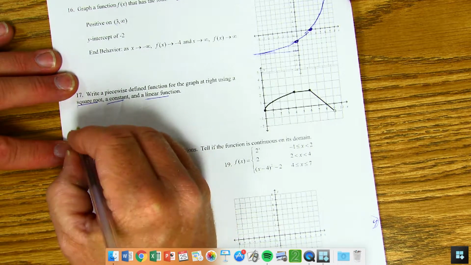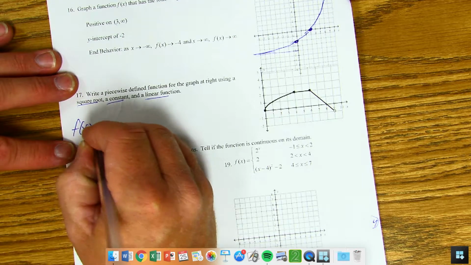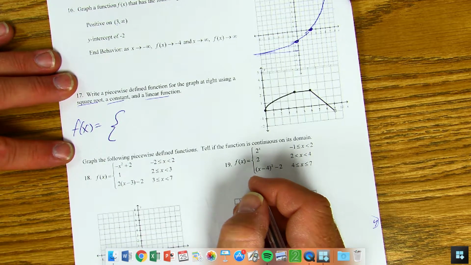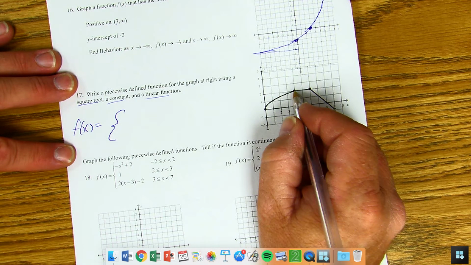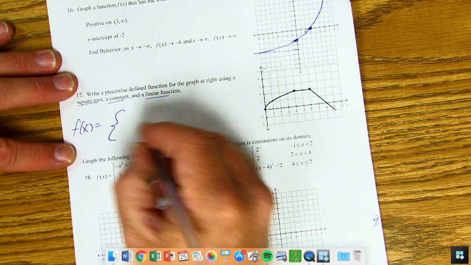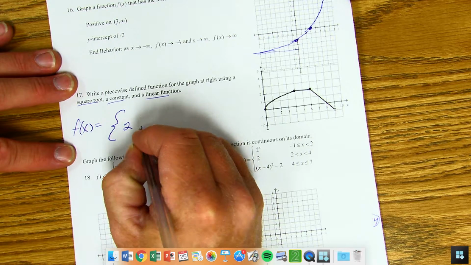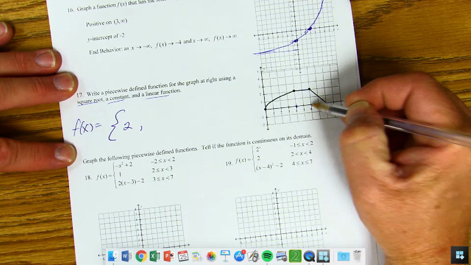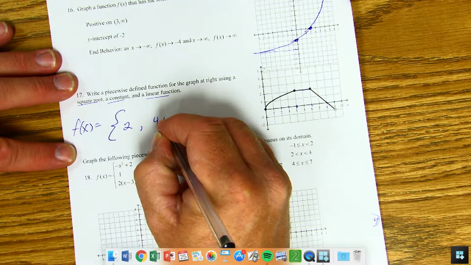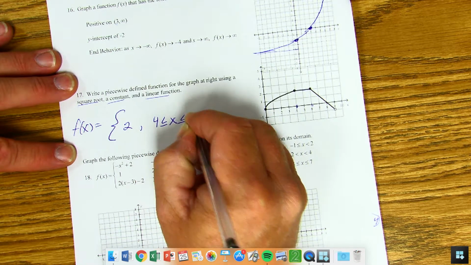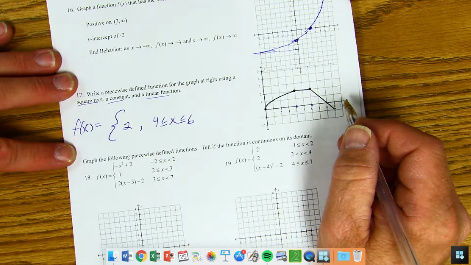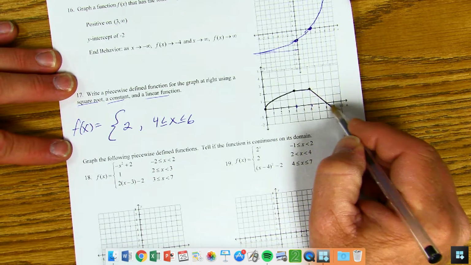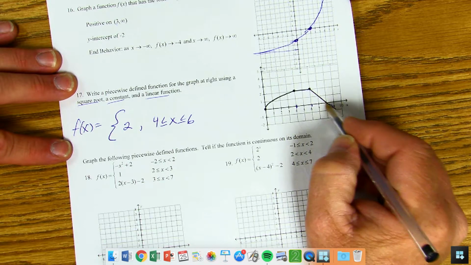So start out with what you know. Hopefully you all got to there. From here, this is the constant at 2, so I know I'm going to have a constant at 2, and that goes from 4 up to 6. This one is a straight line, so this one's got to be my linear.